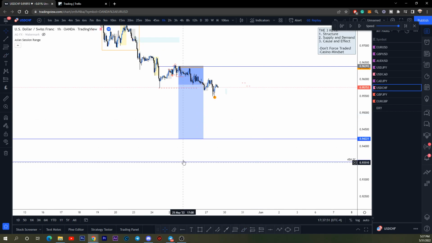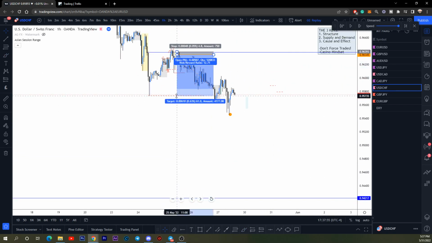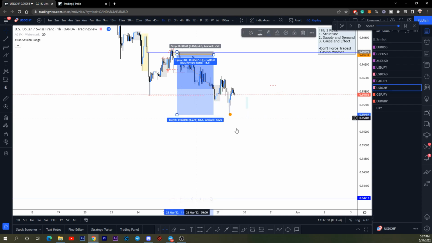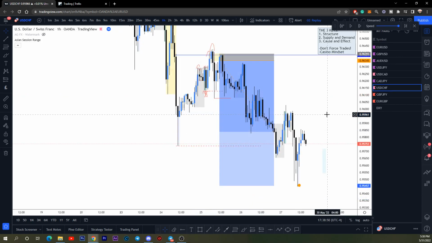So essentially that is the main target, but this right here is partials, and then for maximum right now what we got is what, a 1 to 20. So if you were to close the trade right now, it'd been a 1 to 20. So that's pretty much it for this setup.